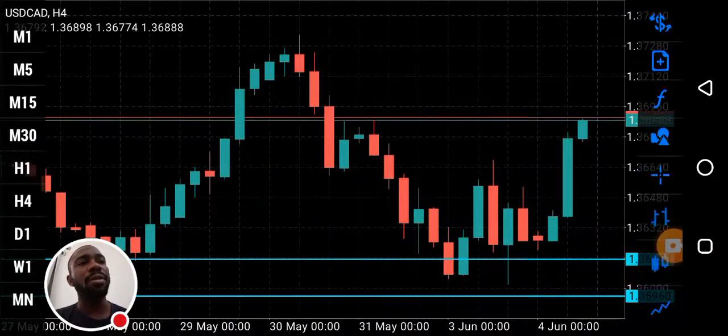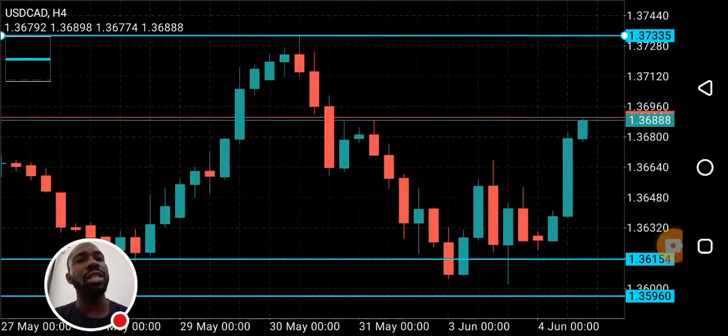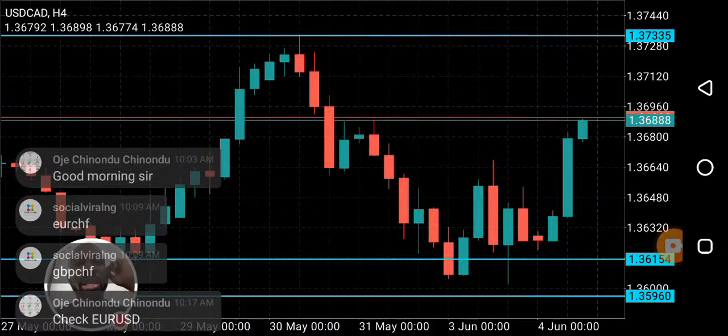And where are they aiming for? They are aiming for this. This should be your first target if you are buying USD card. That should be your first target.